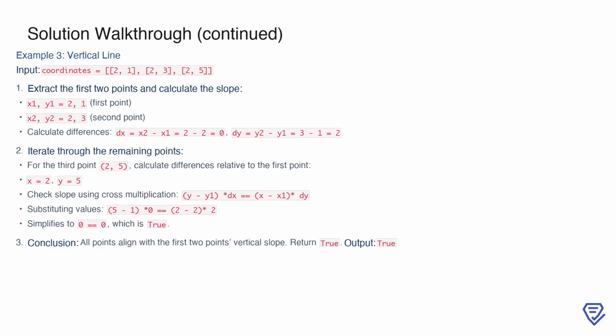Now, we verify the third point, 2, 5, to see if it aligns with this slope. The x difference is 2 minus 2, and the y difference is 5 minus 1. Using cross-multiplication, we check if y1 multiplied by dx equals x1 multiplied by dy. Substituting the values, we get 4 times 0 equals 0 times 2. This simplifies to 0 equals 0, which is true. Since all points maintain the same vertical slope, they are aligned, and we return true.